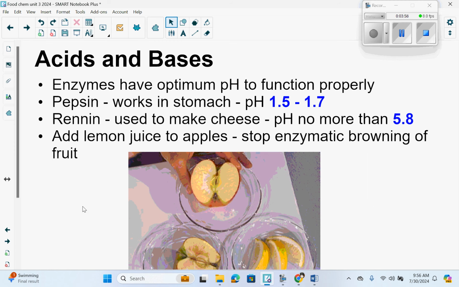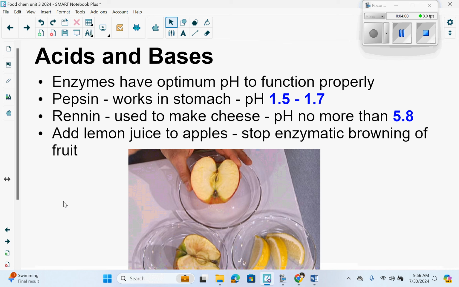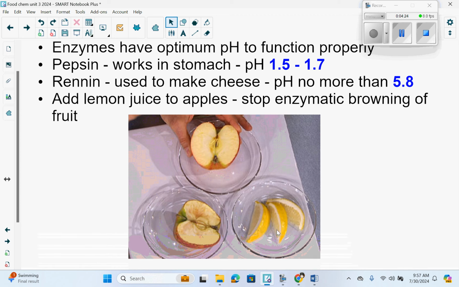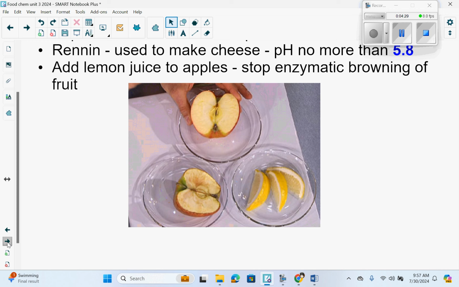Acids and bases. Enzymes have an optimum pH to function properly. So pepsin, for example, is an enzyme in your stomach, and it works best at a pH between 1.5 and 1.7, so pretty acidic. Rennin is used to make cheese, so there should be a pH no more than 5.8, so it's still acidic, but on the higher end of that scale. If you add lemon juice to apples, right, like in this picture, you will stop the enzymatic browning of that fruit, because lemon is an acid, right?